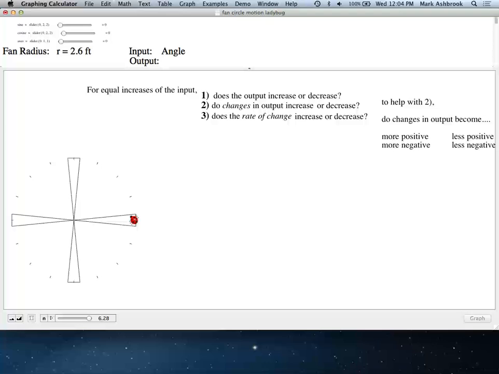And so this is the angle swept counterclockwise from the 3 o'clock position, and that will be in radians. Okay, the angle swept counterclockwise from the 3 o'clock position in radians.